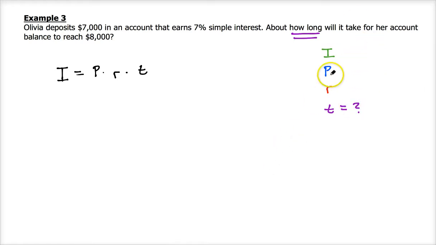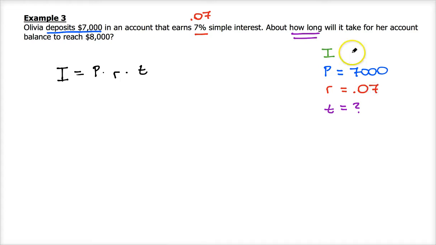Now let's move on to the principal. What was the original amount of money that Olivia deposited in the account? Well, it tells us that at the beginning. She deposits $7,000. So that's the principal right there, $7,000. The rate, it tells us, is 7%, and 7% as a decimal is 0.07. So R is going to be equal to 0.07 for this problem.